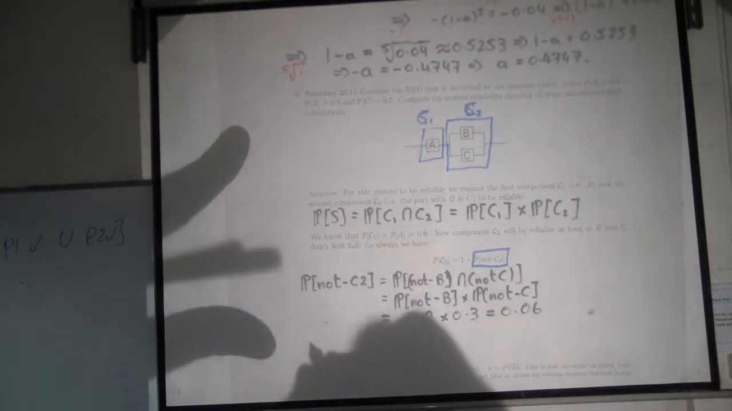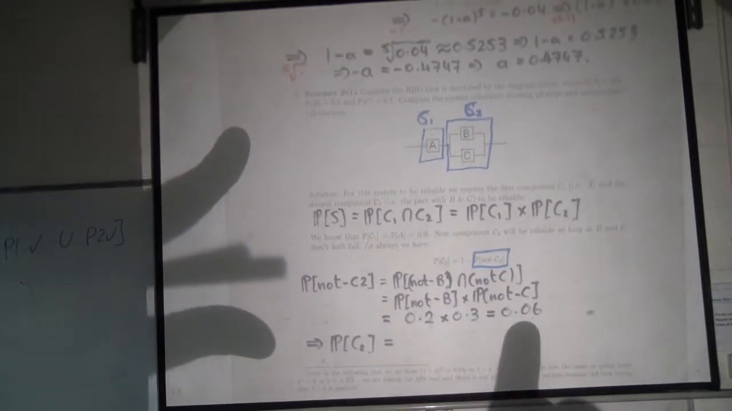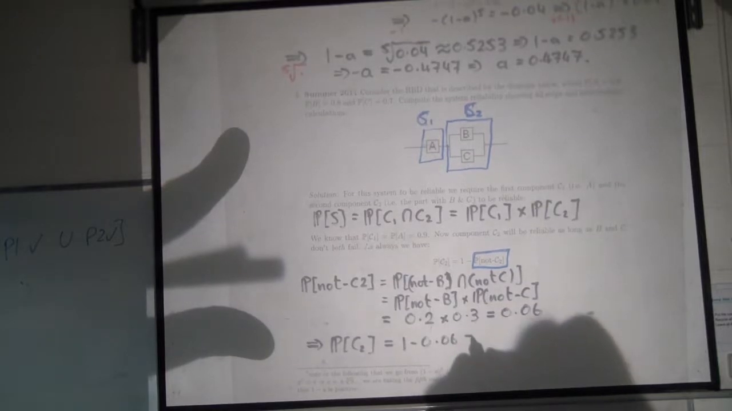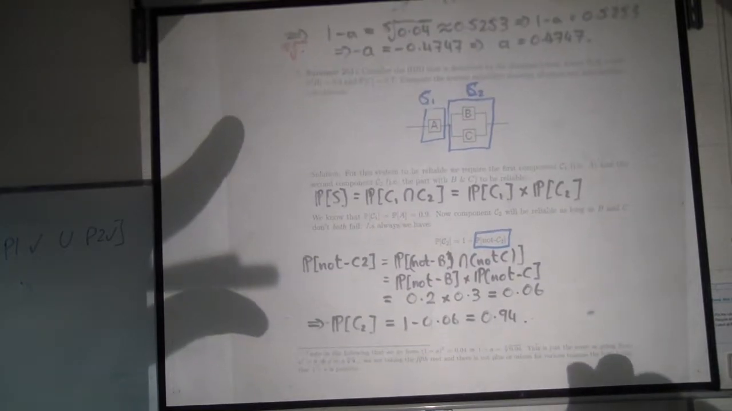So if this is the probability of the second component failing, what is the probability that the second component is fine? 1 minus this. So if this is 6%, what will the answer be? 94%. So the parallels are like your backups.